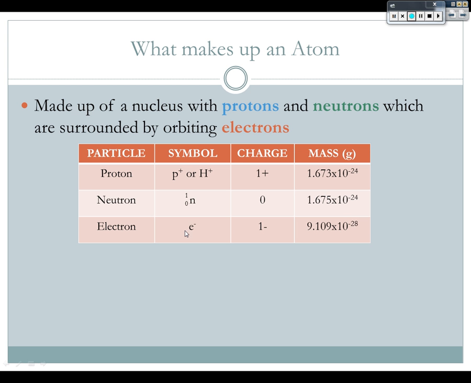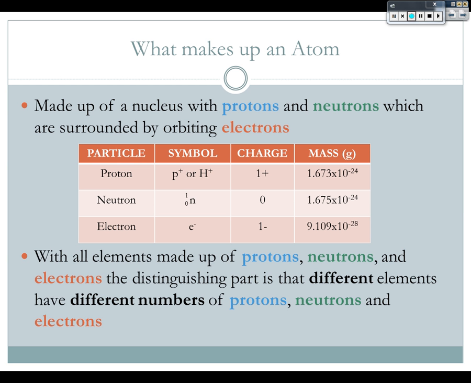And then we have our electrons, which we symbolize with an E minus. This is our negative charge, and it is a fraction of the mass of our protons and our neutrons. Don't forget, one of the things we learned when we studied the history of the atom is that the protons and neutrons in the nucleus make up the majority of the mass of the atom. The electrons, that negatively charged cloud, make up just a fraction of the actual mass of the atom itself.